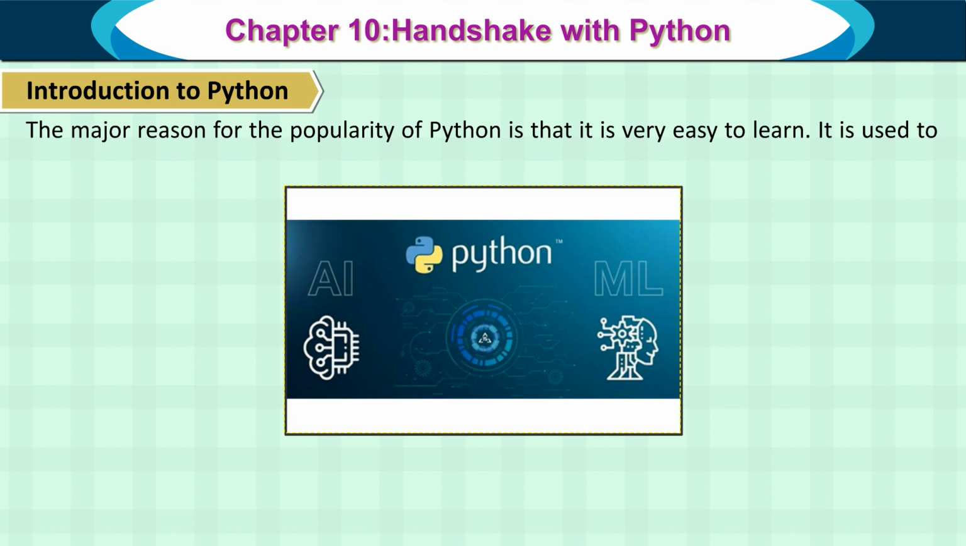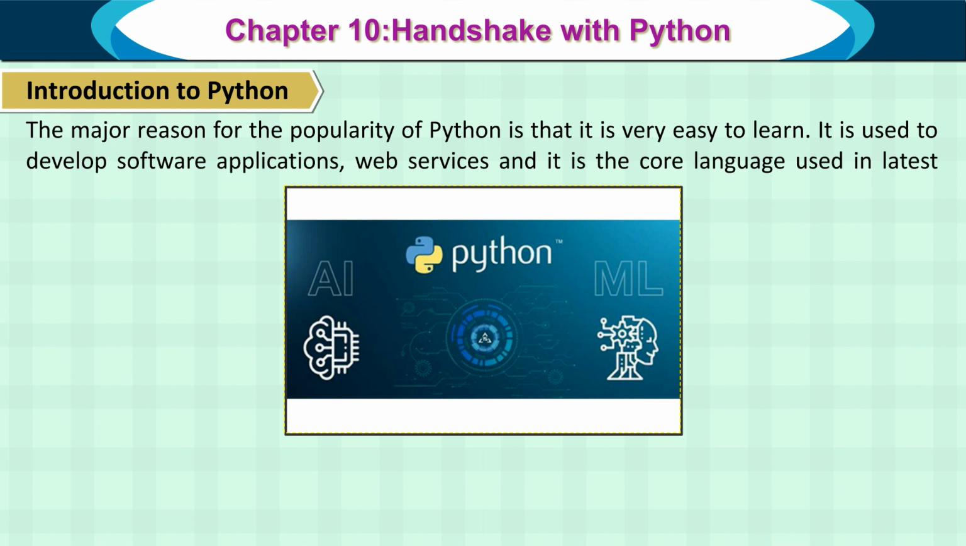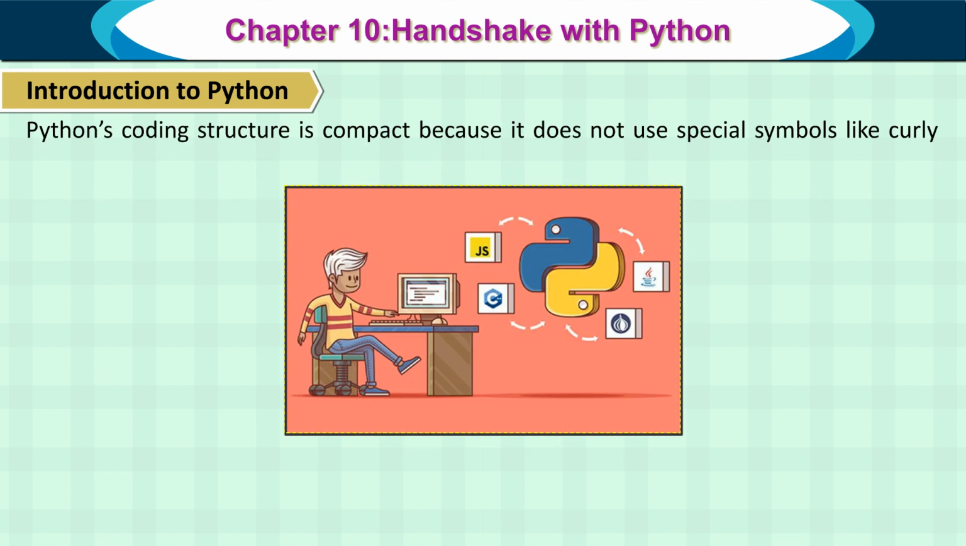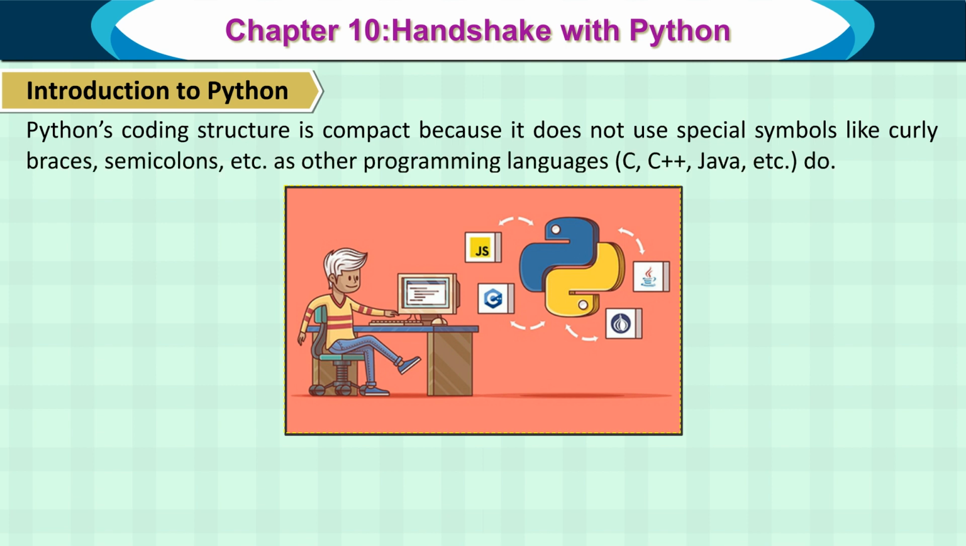The major reason for the popularity of Python is that it is very easy to learn. It is used to develop software applications, web services, and it is the core language used in latest technologies like machine learning, artificial intelligence, and data science, etc. Python's coding structure is compact because it does not use special symbols like curly braces, semicolons, etc. as other programming languages C, C++, Java, etc. do.